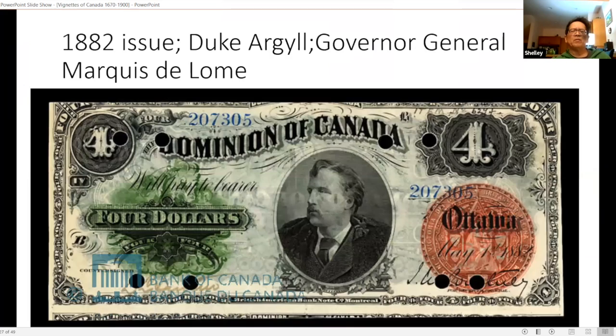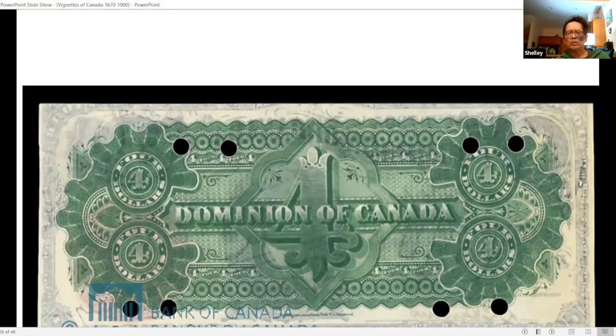We have the Dominion of Canada here, Duke of Argyll, who's the Governor General, and Marquis de Lome was his common name. Again, sort of these odd denominations with the $4. Dominion of Canada, there's no site-specific designation any longer.